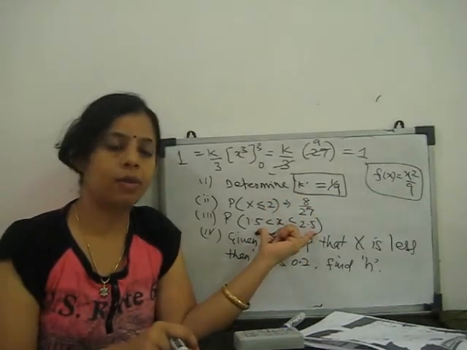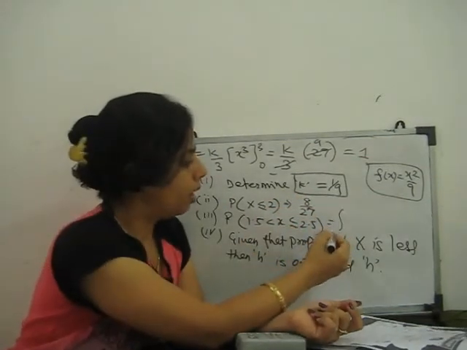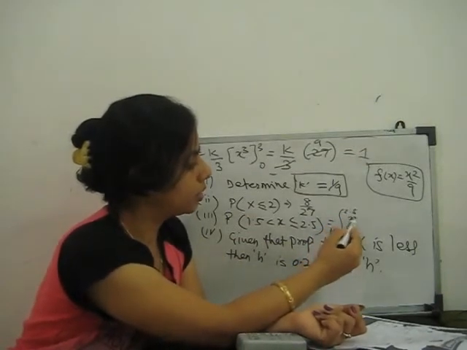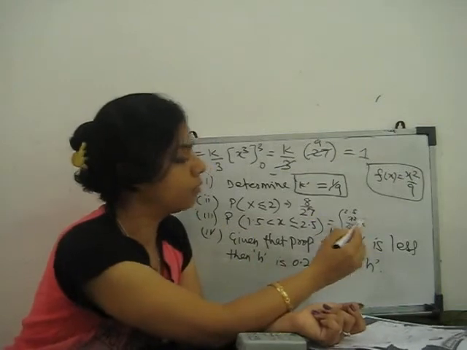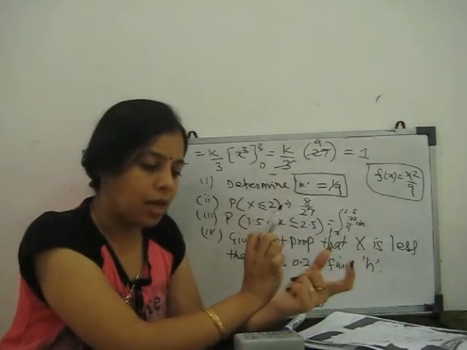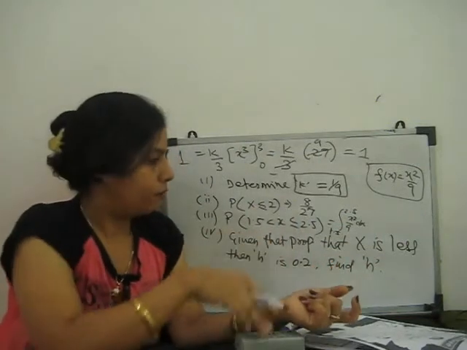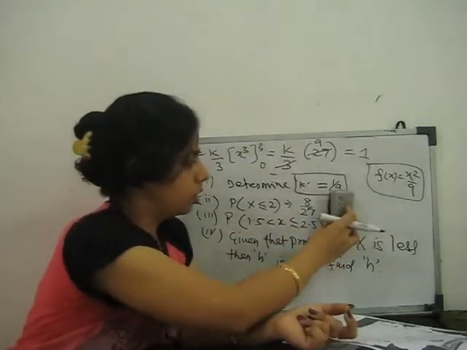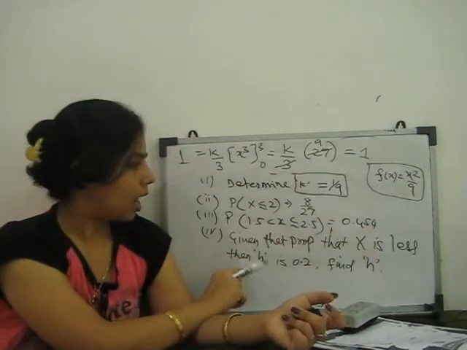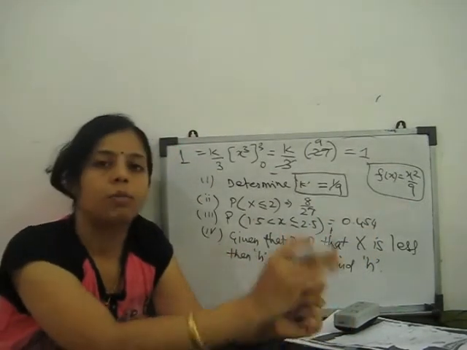Now how do we find the range 1.5 to 2.5? Same way, 1.5 to 2.5, our probability density function x square by 9 dx. When we integrate it, we can find the value of this. Its value is 0.454. You just calculate, it's very easy.